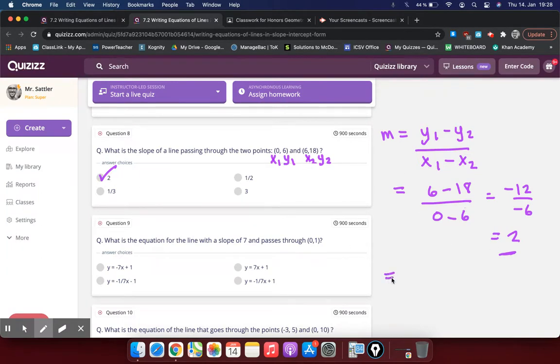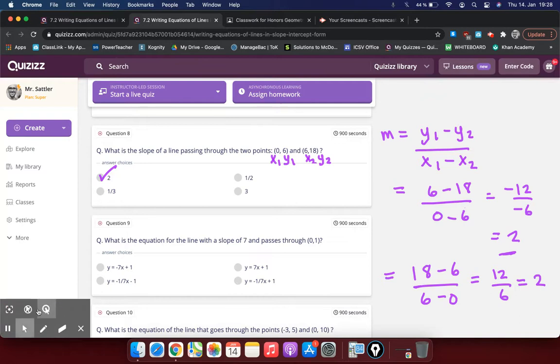And just to show you, it doesn't matter which way you go. I could have done 18 minus 6, and then I would have had to do 6 minus 0. This is a little bit easier this way, because I get the positive right away. And it doesn't matter, this is still equal to 2.